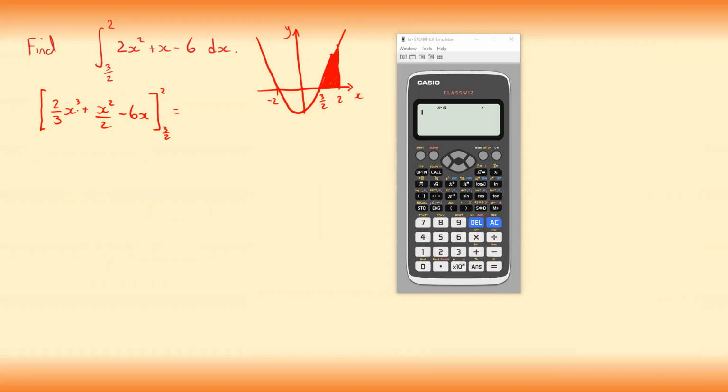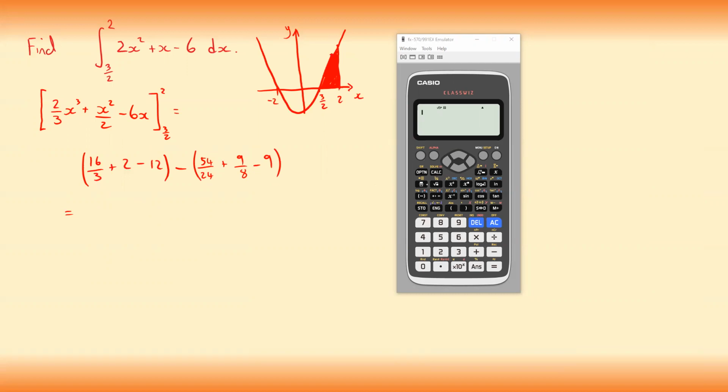So that's going to be equal to, if I put 2 into here, I've got 16/3. I'm actually just going to do it underneath here. So 16/3 plus 2 squared divided by 2 is 2, minus 12. And then take away, putting 3/2 into here, maybe I should use my calculator for this. 27, 54/24. And then plus 3/2 going into here again, that's 9/4 divided by 2 is 9/8. And then minus 6 times 3 is 18, 18/2 is 9. So something like that, and then out pops my answer.